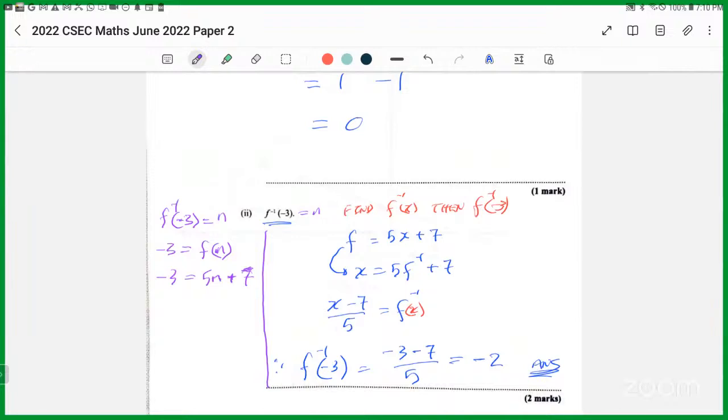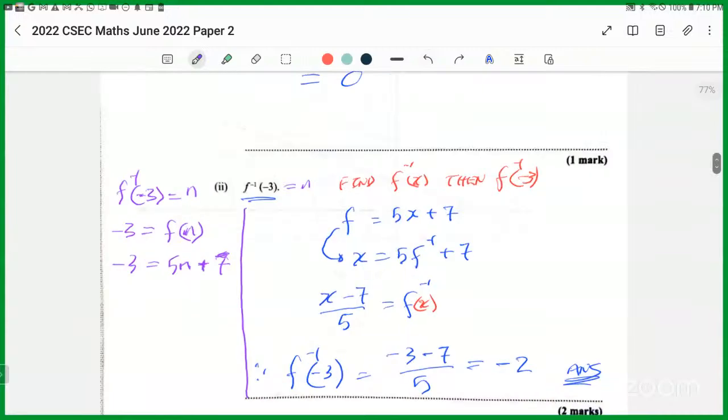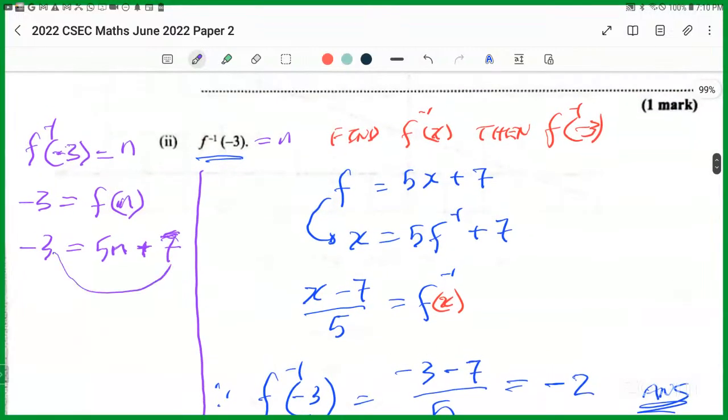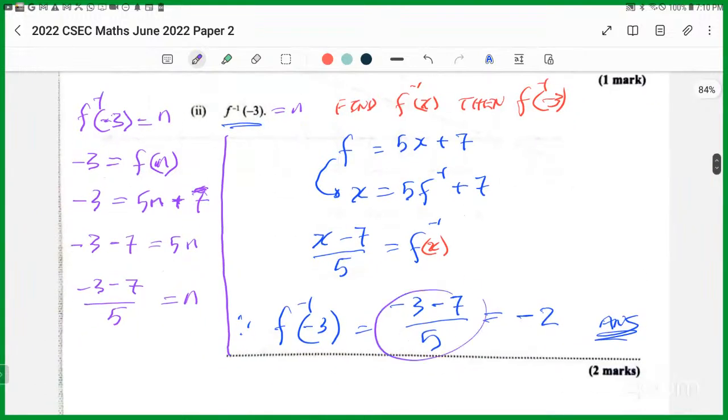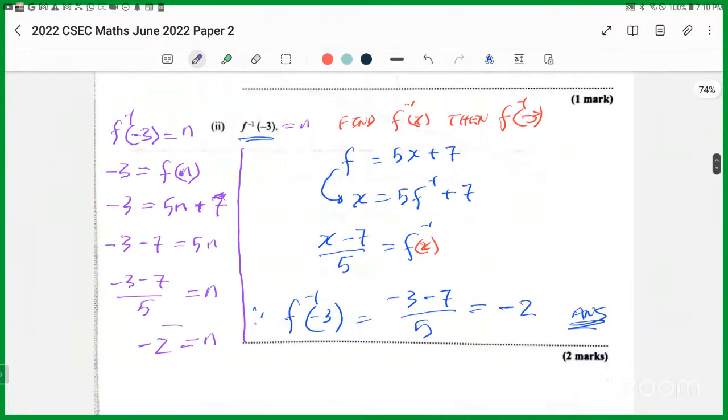All right. So when I throw over the 7 here, I get negative, and then divide by 5. So you get the same thing. So there will be negative 3 minus 7 equal to 5n. Then take the 5 and divide it under here. You're going to get n equals negative 3 minus 7 over 5, which is the same thing we have right here. And so n will be equal to negative 2. Once you get the n, that is the answer for that. That's the other way to do it.